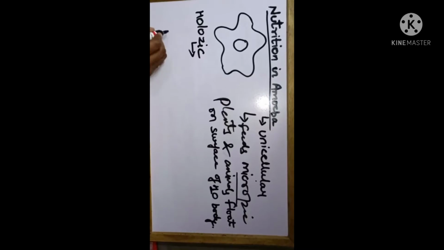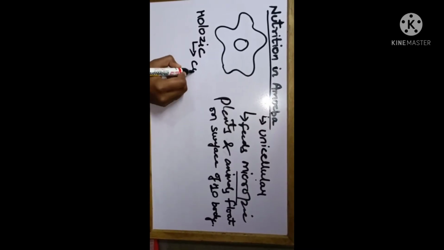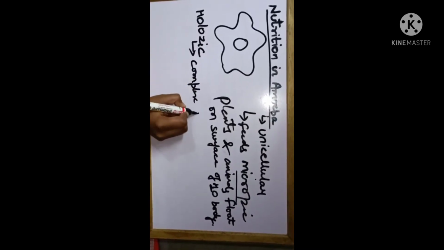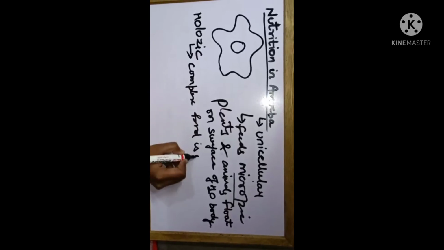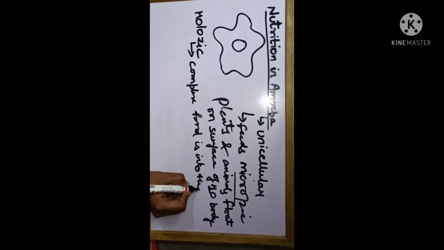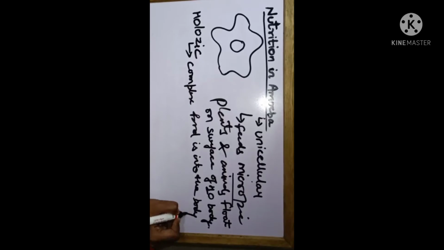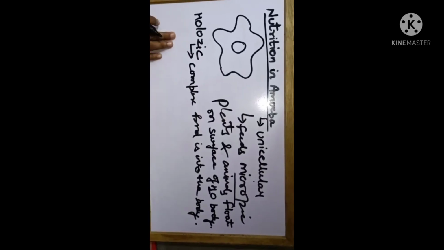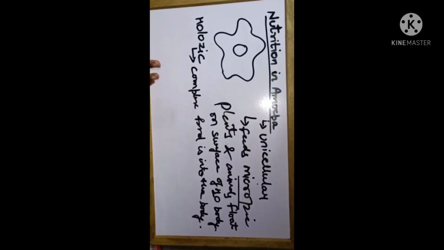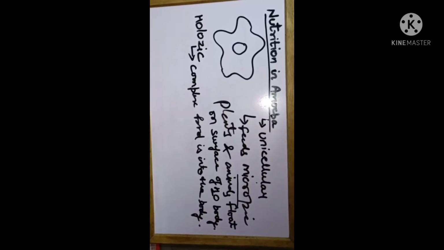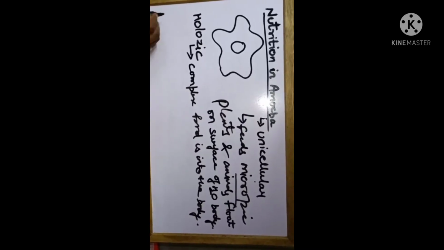What is the holozoic mode of nutrition? The complex food is taken into the body. So in the holozoic mode of nutrition, the complex food from the surrounding is taken into the body and then digested inside the body and used inside the body.